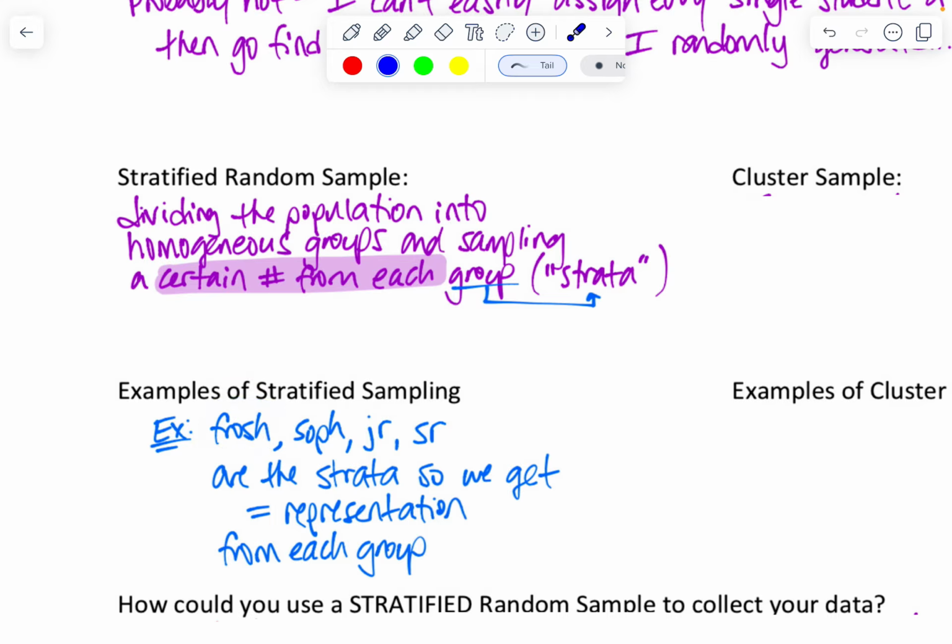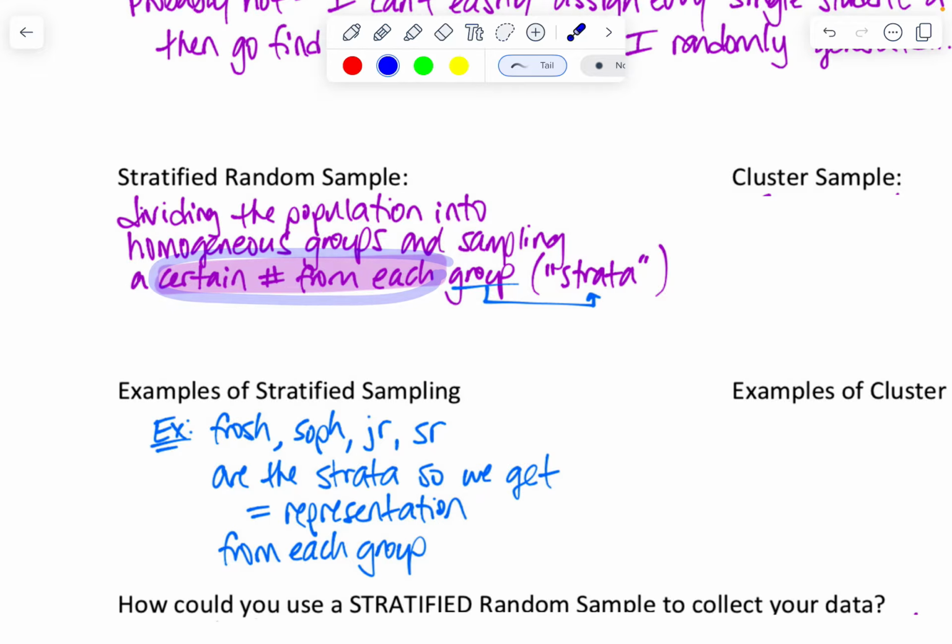And then I randomly select like 10 freshmen. And then I do the same thing with the sophomore class, and I randomly select 10 sophomores, and I randomly select 10 juniors, and I randomly select 10 seniors. Now I have equal representation from each group, and it's a little bit simpler, and I have divided my entire Fremd High School population into homogeneous groups, and then you take a certain number from each group.